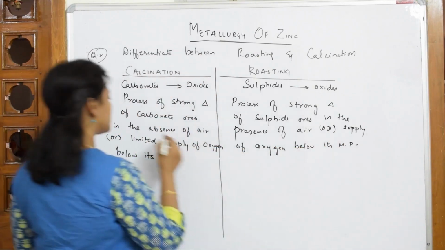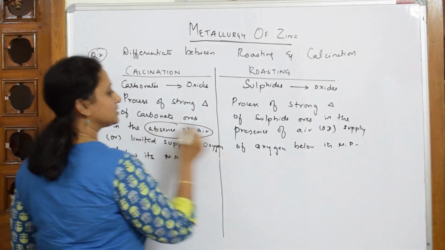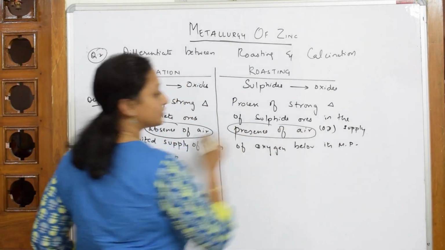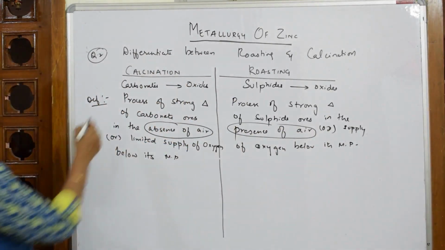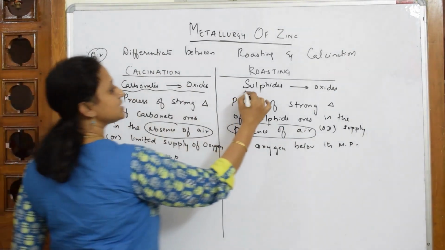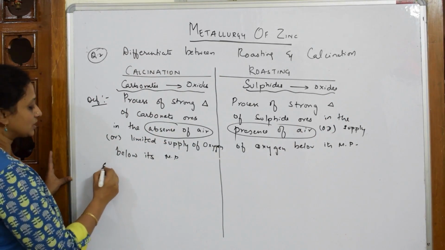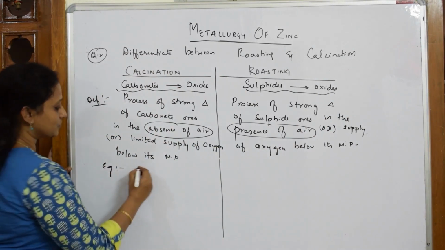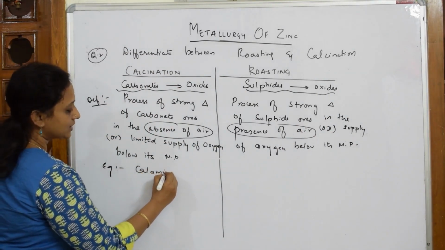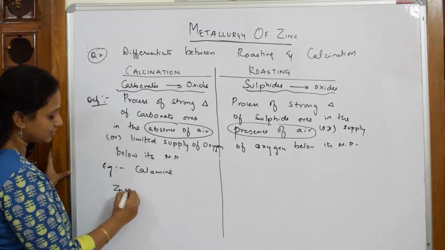This is important. This is absence, this is presence. That is the only difference you have to write. Now, as I said here, carbonates are getting converted to oxides, sulfates are converted into oxides. Let us take the carbonate ore of zinc. The carbonate ore of zinc is calamine. So I'm going to take calamine. Calamine is zinc carbonate.